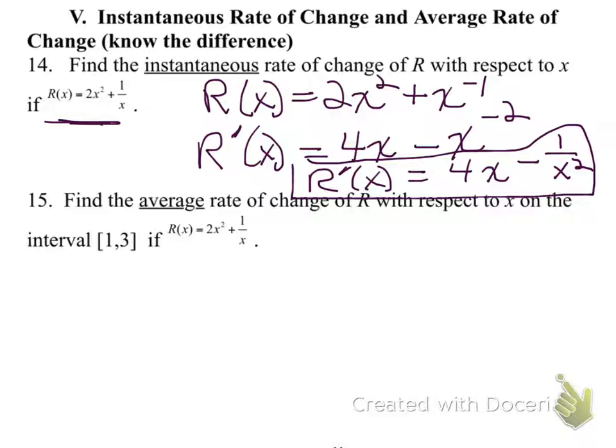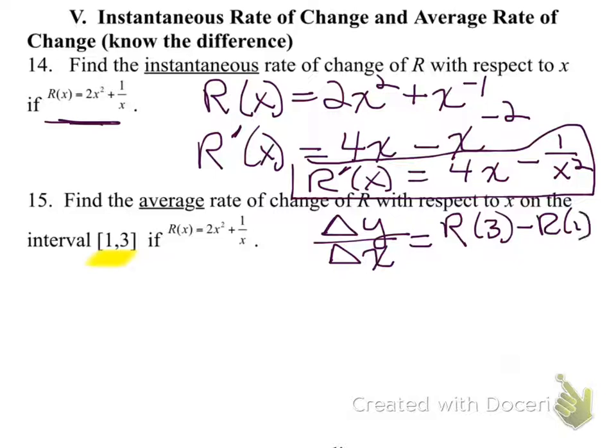Here, notice they are saying average, average. That is different than instantaneous or just plain rate of change. So when they say average, do not take the derivative. Assume they're going to give you an interval, which they have. So your job is to find the slope of the secant line. The slope of the secant line is just change in y over change in x. So in this situation, it would be r3 minus r1 over 3 minus 1.